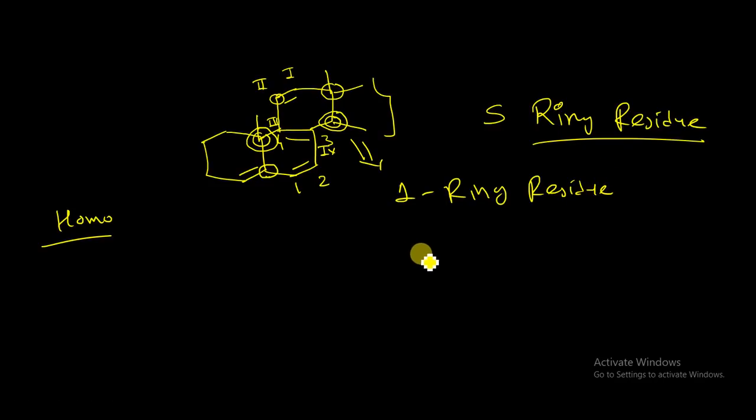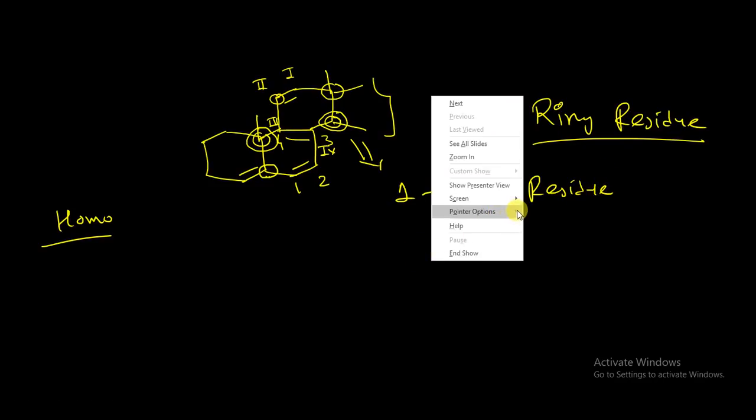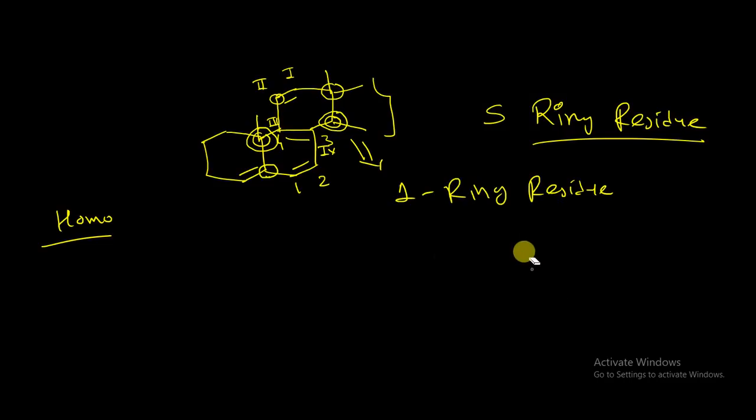Suppose I am cutting here for this system, just see over here. Suppose I take this as a system and cut here, let's say this is 1, this is our second, this is my third, this is my fourth one, and this is a fifth one. So 1, 2, 3, 4, 5. So there are a total of 5 ring residues present in this structure.